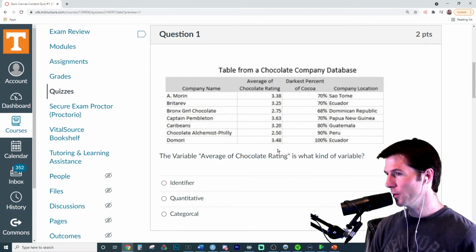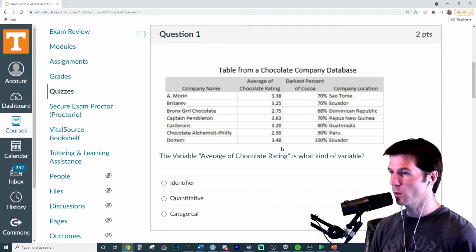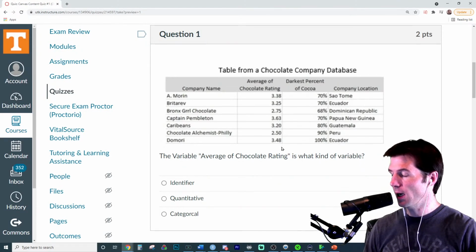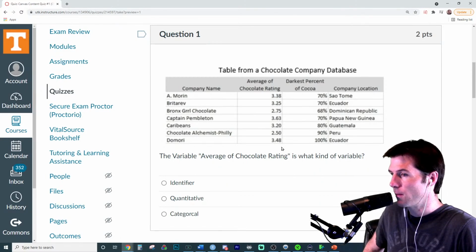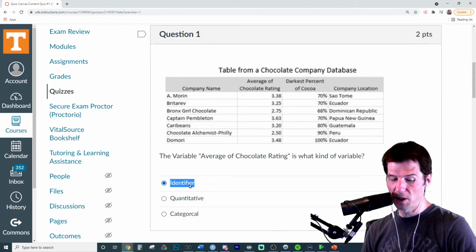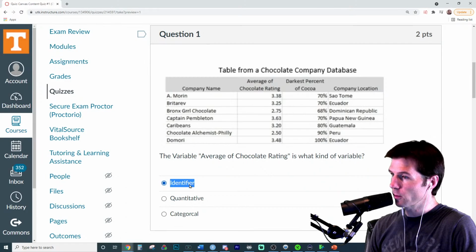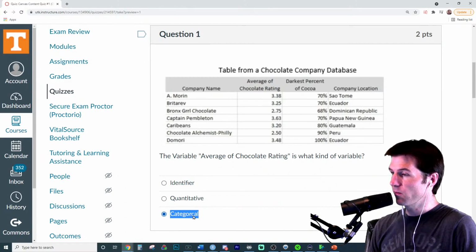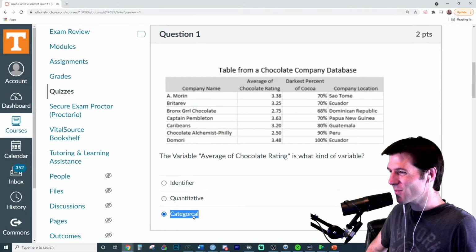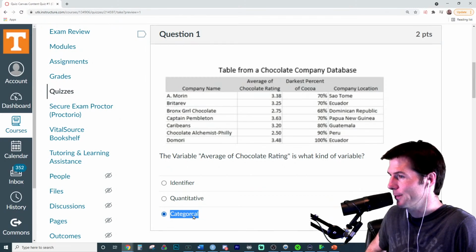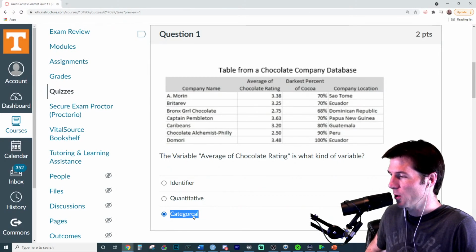are those actual real numbers, or are they categories, or are they an identifier? If they're actual real numbers, it'll be quantitative. If it's an identifier, it'll be unique for each and every observation, will not ever repeat. A unique categorical variable of group 1. A categorical variable will put things into categories, such as like company location. It's categorical.